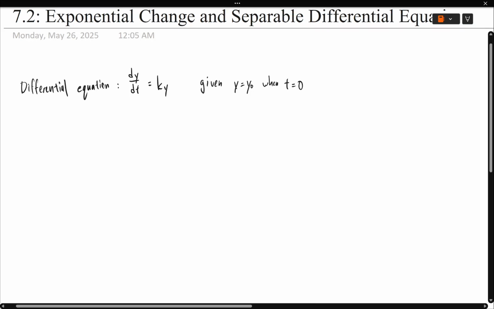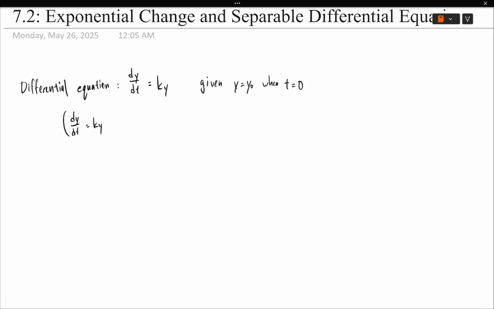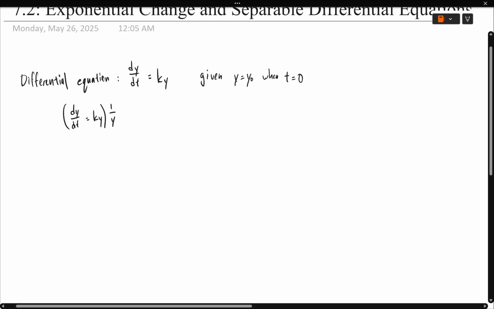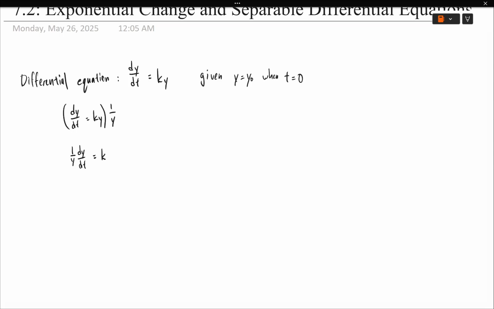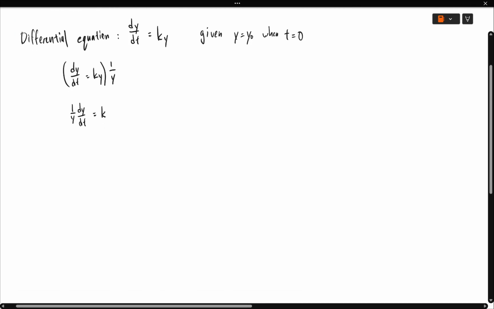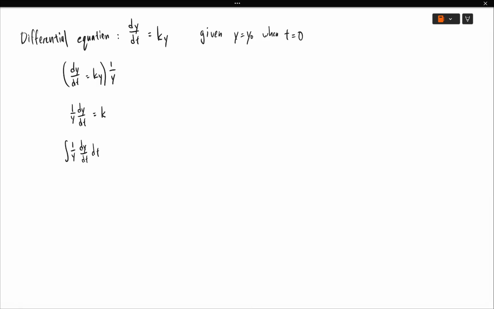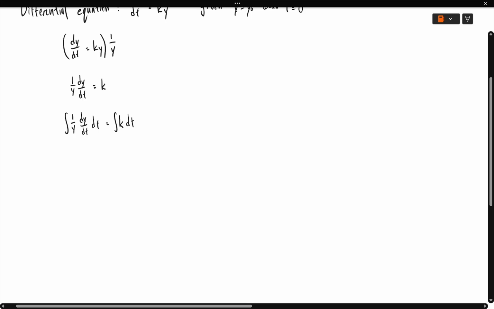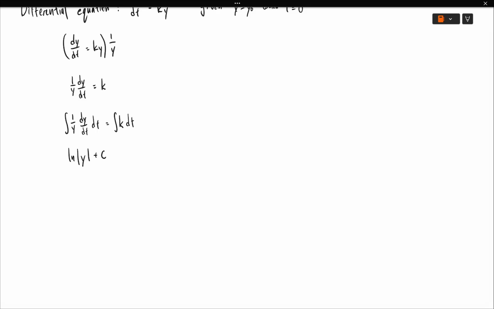So we start with our differential equation, dy over dt equals ky, and we divide both sides by y, which is the same as multiplying by 1 over y. Then we end up with 1 over y, dy over dt is equal to k. Then we integrate both sides with respect to t, so it becomes the integral of 1 over y dy dt equals the integral of k dt. And then using our integration techniques, we know this is the natural log of the absolute value of y plus c equals kt plus c.